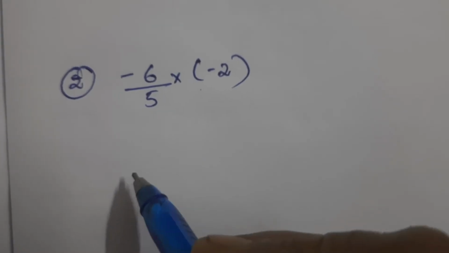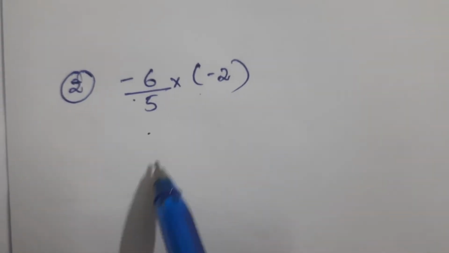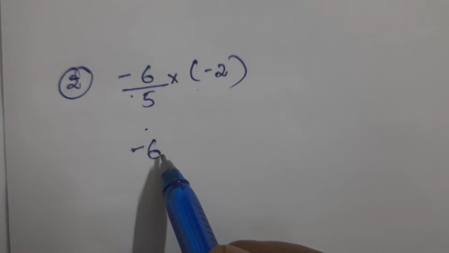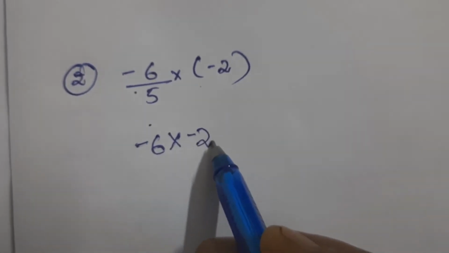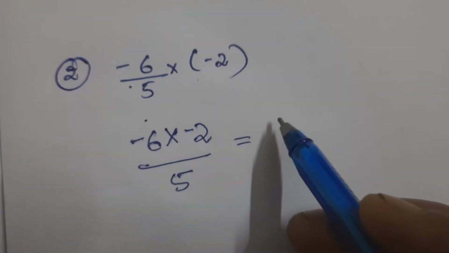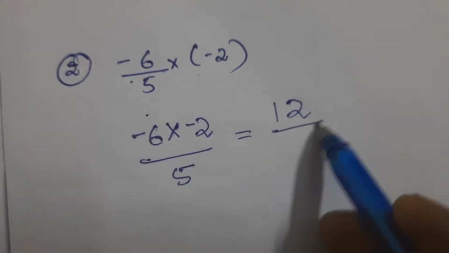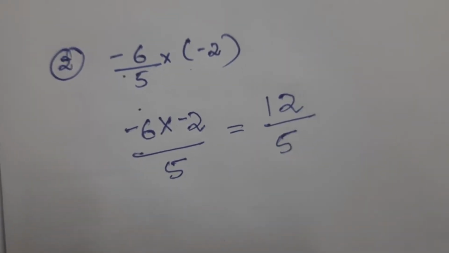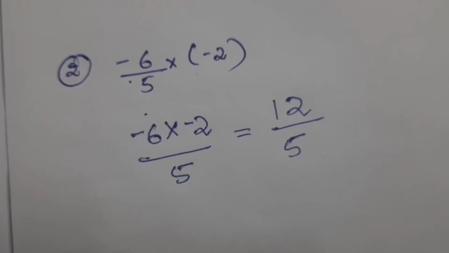Let's see another example. Here negative 6 by 5 into negative 2. So take the numerator of this rational number, multiply it with this integer, divided by 5. We get 6 into 2 as 12. Negative and negative becomes positive, divided by 5. This is the answer. So only the numerator should be multiplied.